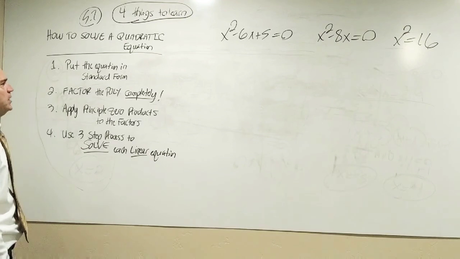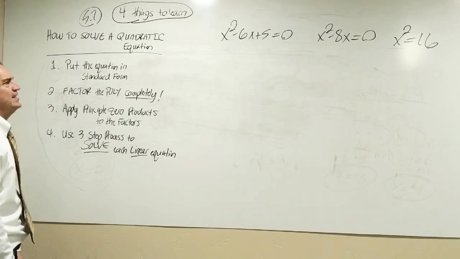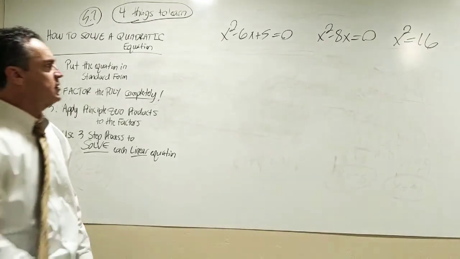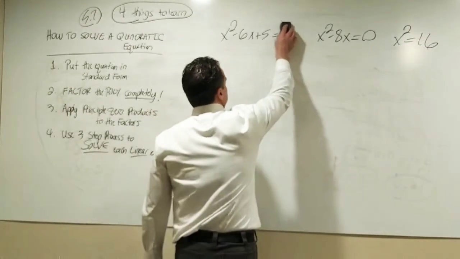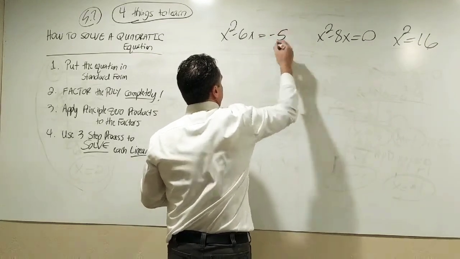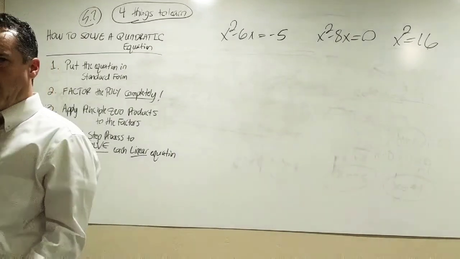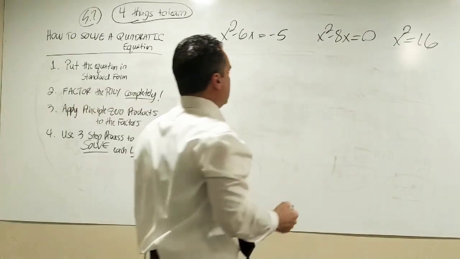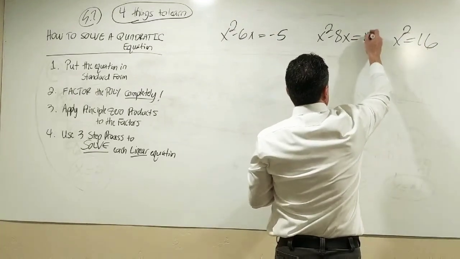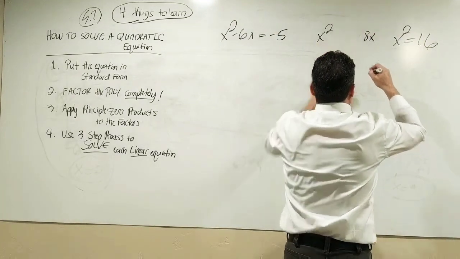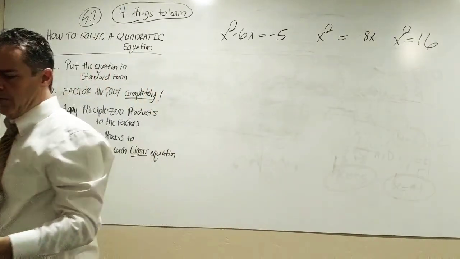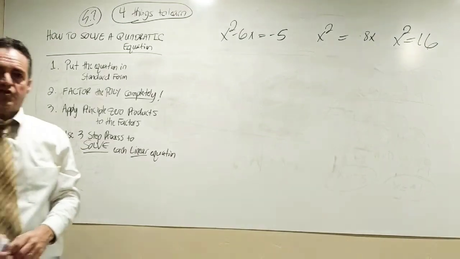The first step is to put the equation in standard form. So I'm going to show you something really interesting here. If this said equals negative 5, is that in standard form? No, it's not, because all the terms are not on one side. If this said equals 8x, so like this, x squared equals 8x, is that in standard form? No, it's not. So now none of these are in standard form. So we're going to start them over here.